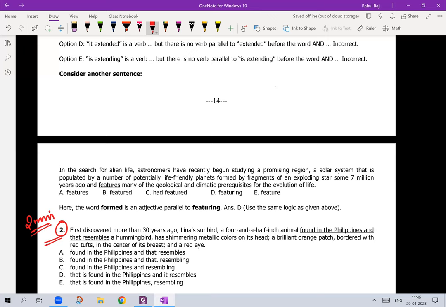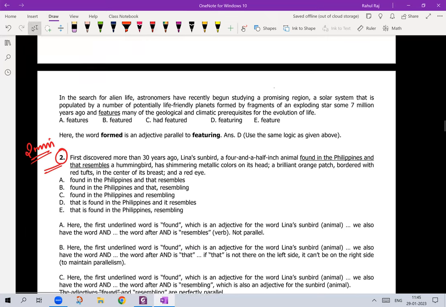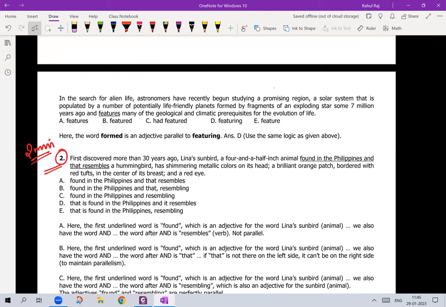So what's the answer? All of you. Sometimes questions can be very simple, but the other options can make you think a lot. Don't get into that thought process at all. If you look into this sentence, what is the core part of the sentence? What is the essential part? Was discovered more than 30 years ago, a 4.5-inch animal found in the Philippines and resembles a hummingbird. These are all non-essential.